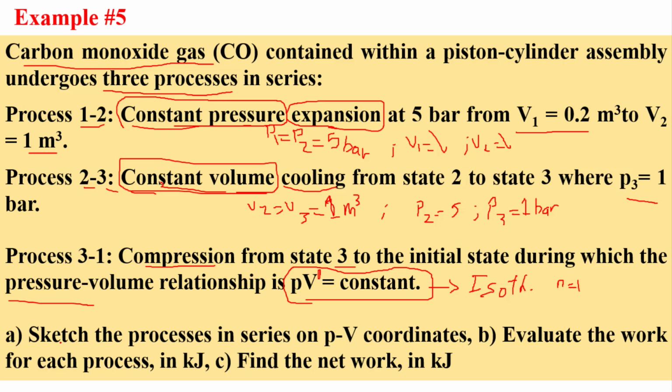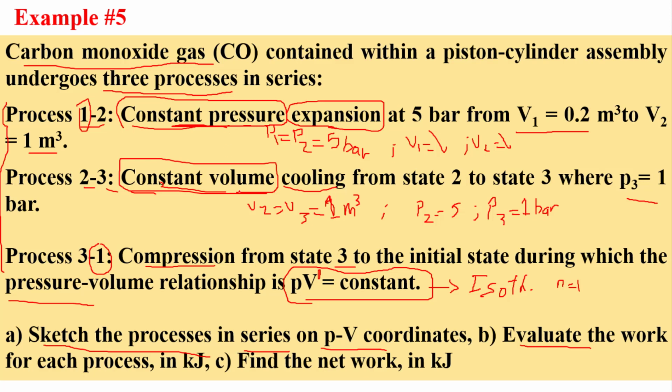Now, part A, sketch the processes in series. Here you can notice we start from 1 and we end up at 1, so this is what we call a cycle. Now we need to sketch the processes in series on PV coordinates, a PV diagram. Then evaluate the work for each process. Of course, once we need work, we must know the type of process.